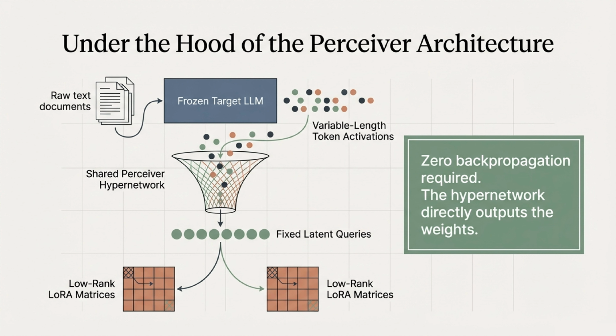Let's look under the hood at the architecture powering this. We start by feeding raw text documents into a frozen target LLM to extract variable length token activations. These activations are then funneled into our shared perceiver hypernetwork, which maps them into a fixed set of latent queries. These queries directly output our low-rank LoRA matrices. And here is the magic part: absolutely zero backpropagation is required to generate these weights.